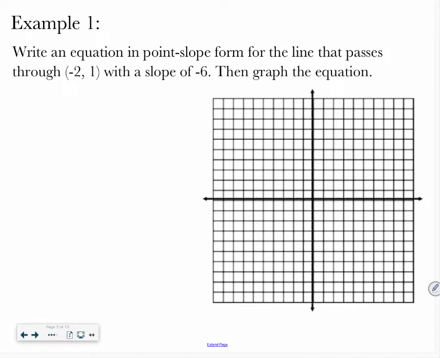Okay, so let's write an equation in point-slope form for the line that passes through negative 2, 1 with a slope of negative 6. Then graph the equation. So quick reminder, that equation for point-slope form was y minus y1 equals m times x minus x1.